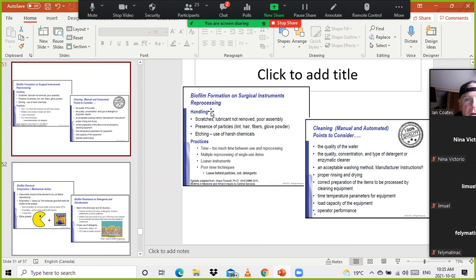Reprocessing. Handling, scratches, lubricants not removed, poor assembly, presence of particles, lint, hair, fibers, glove powder, etchings, use of hard chemicals. Here we're talking about surgical instrument reprocessing. Scratches and all these kinds of things have to be looked at. And if a device has been used 100 times and it's on its last legs, then maybe it needs to go completely and not be recycled, because remember the golden rule.